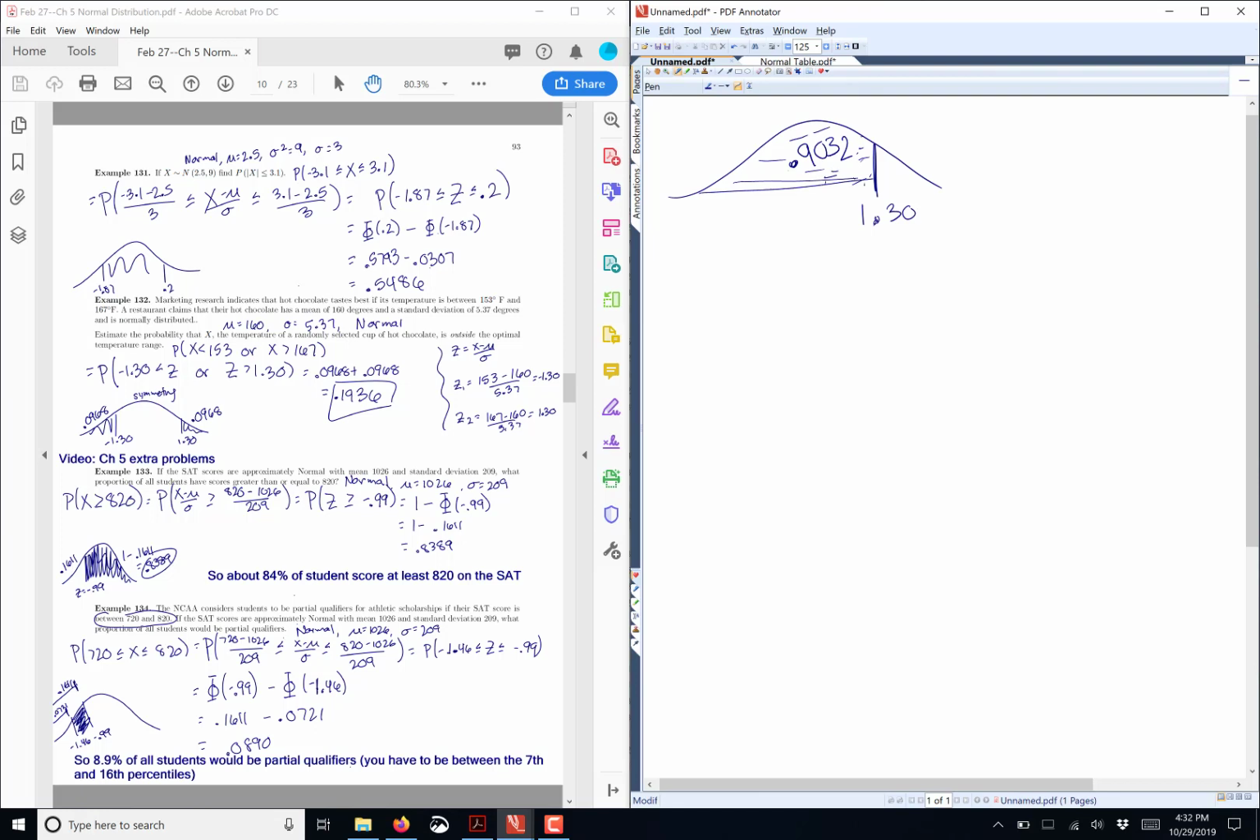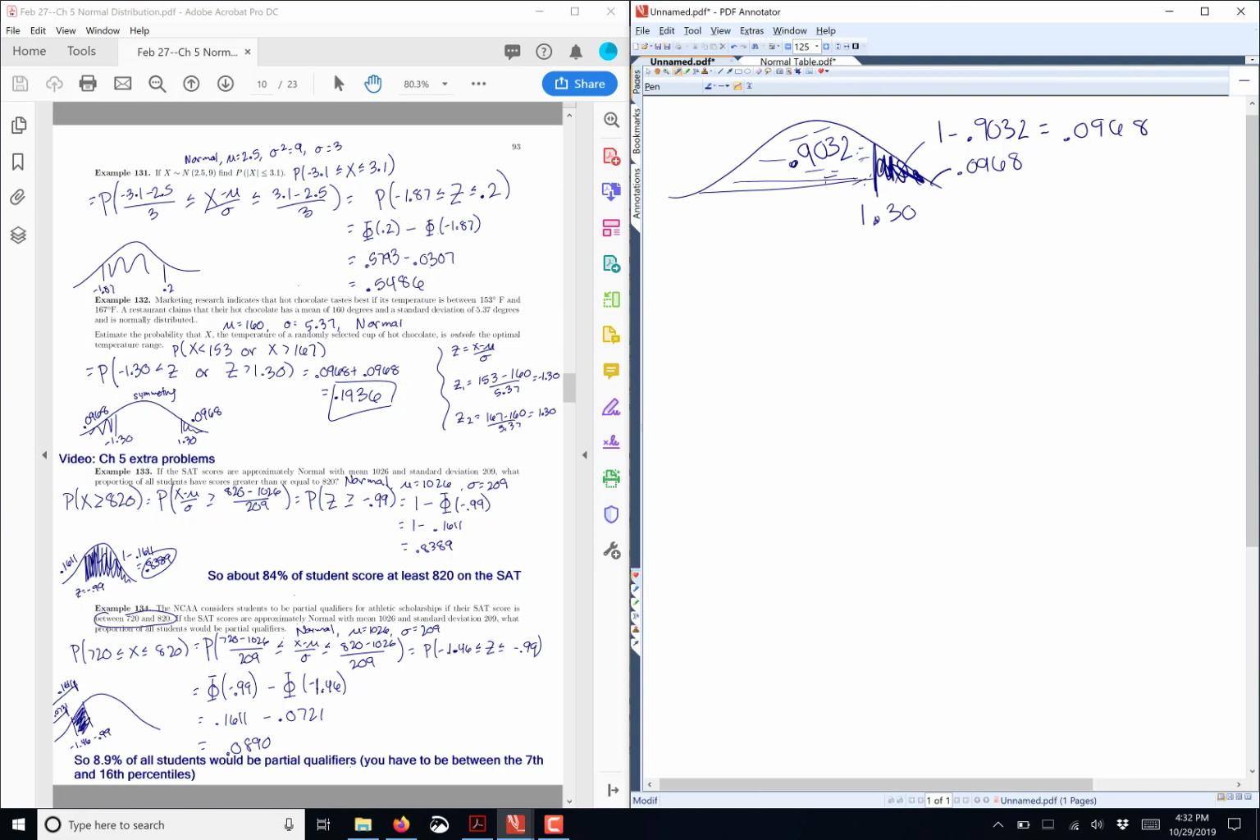If I was interested in this area to the right, I would have to subtract. Because all probabilities add up to 1, I'll do 1 minus 0.9032, which gives me 0.0968. So this area over here, the area to the right, is 0.0968. So that's how you would find areas to the right using the complement rule.